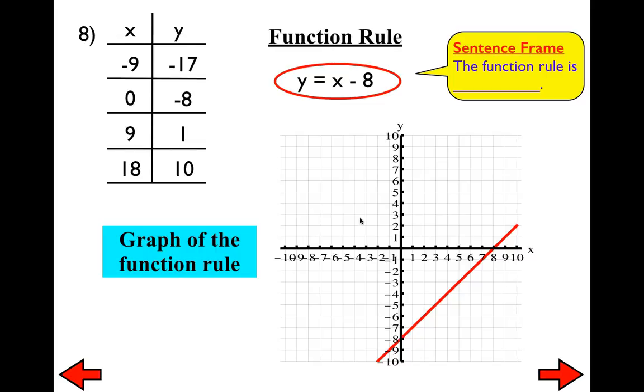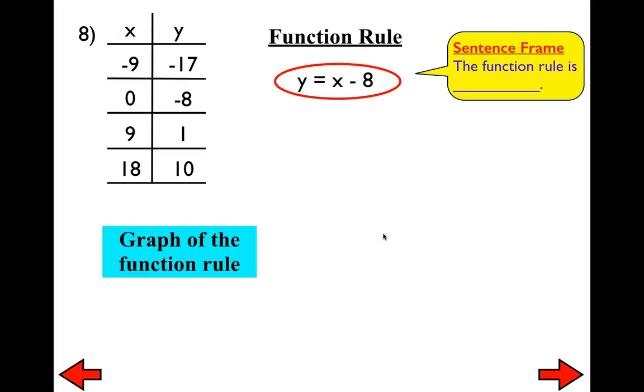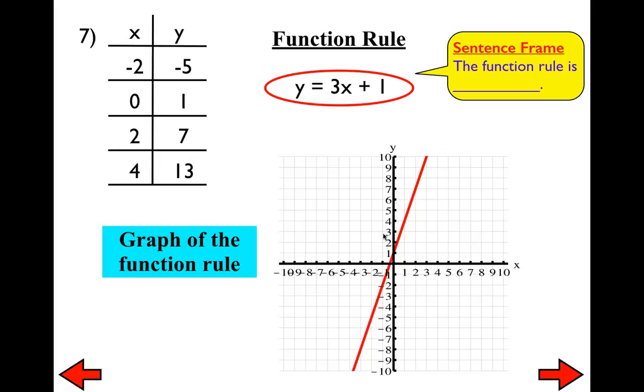Okay, and what about number 8? Is this a proportional relationship? No, because it doesn't go through the origin. And I think there was one last one that we didn't talk about. Number 7, is this a proportional relationship? The answer is nope, because once again, it does not go through the origin. Even though it is linear, it needs to also go through the origin.